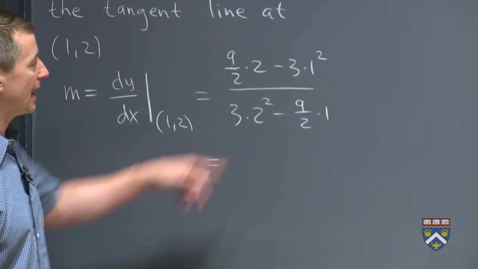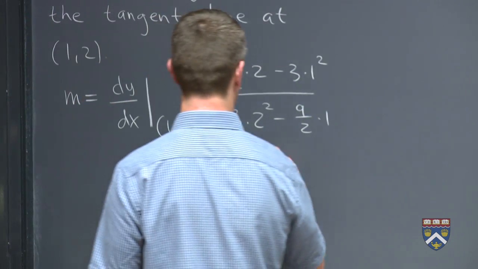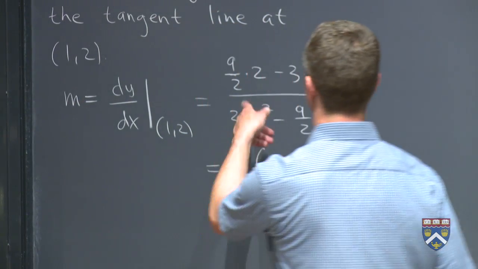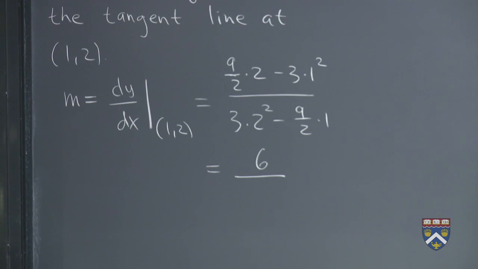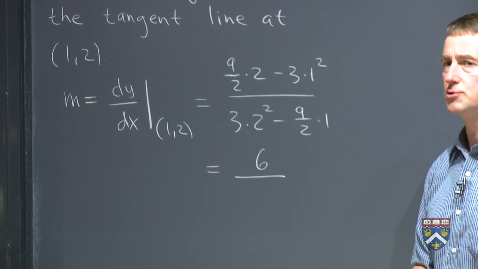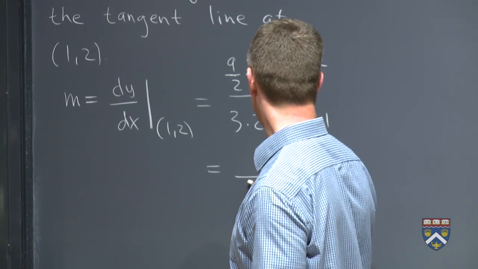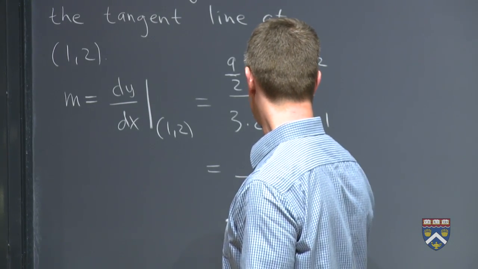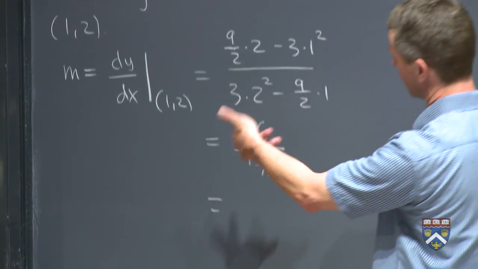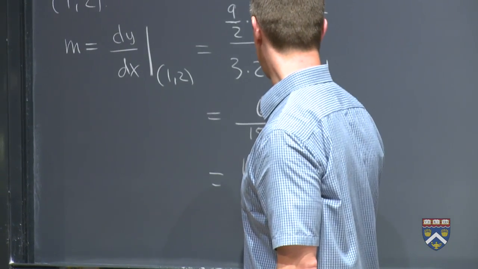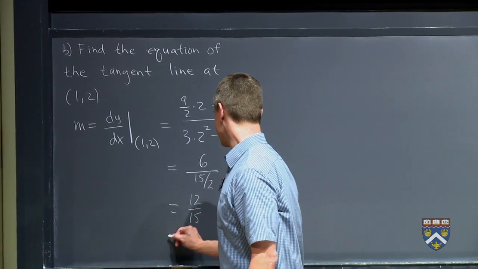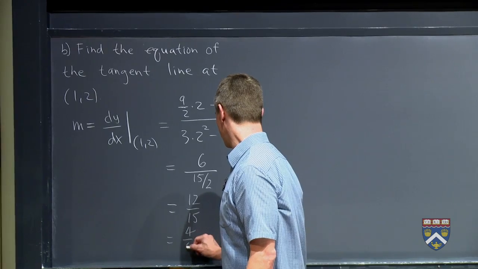9/2 times 2 is just 9, minus 3. We get a 6 on the top. On the bottom, we have 3 times 2 squared, which is 12, minus 9/2. 12 is 24 halves. 24 halves minus 9 halves is 15 halves. And then dividing by a fraction, we multiply by the reciprocal. We get 12 over 15, which we can simplify to 4/5.